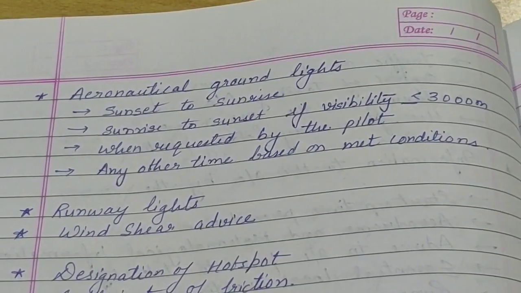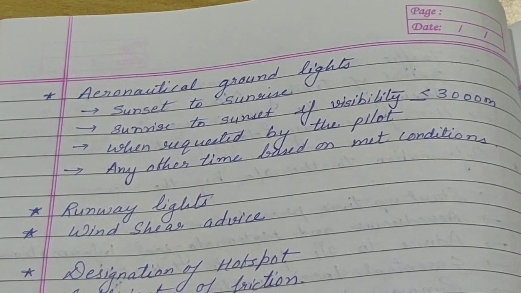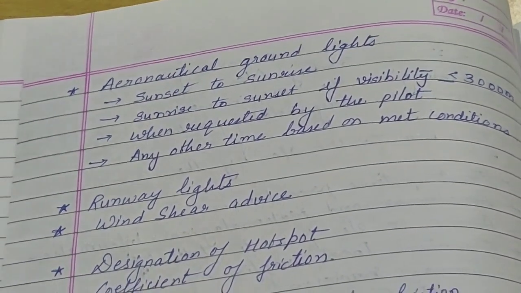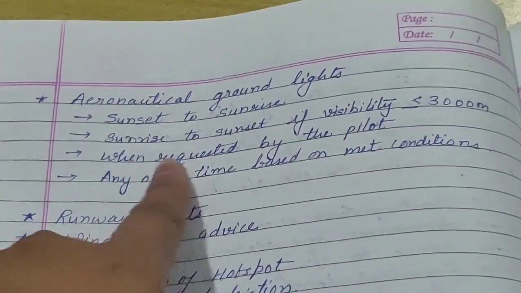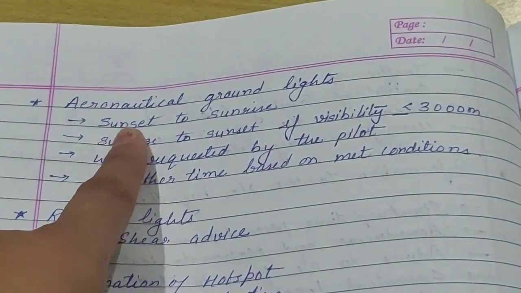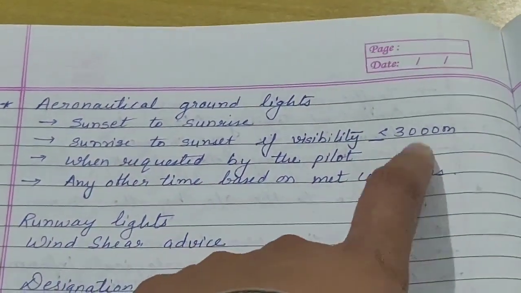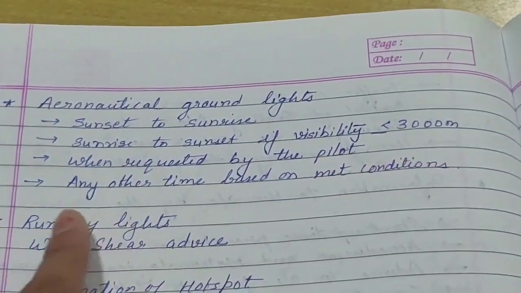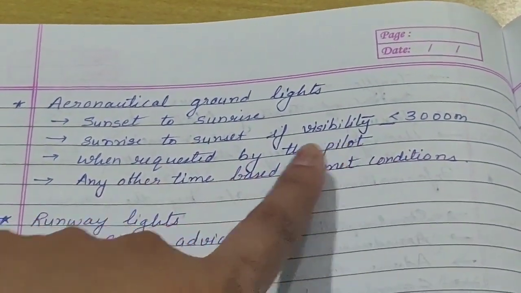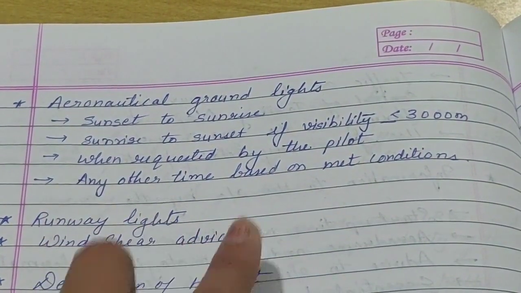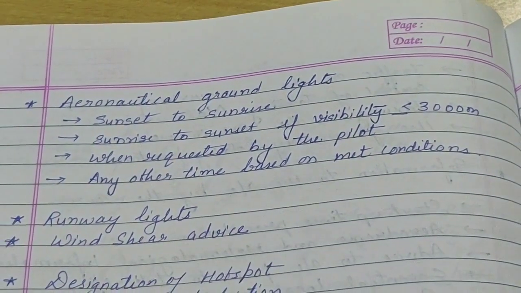The aeronautical ground lights. All the lights on the ground shall be operated during the time from sunset to sunrise, and also from sunrise to sunset if the visibility is less than or equal to 3000 meters, when requested by the pilot, or in any other condition which requires the lights to be on.